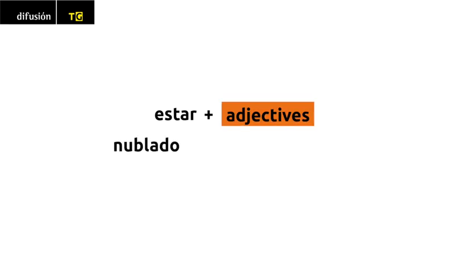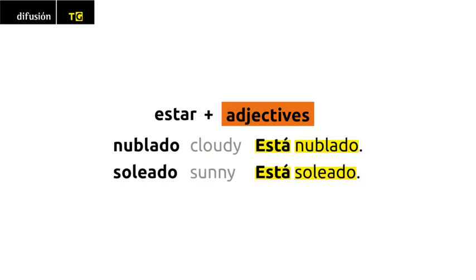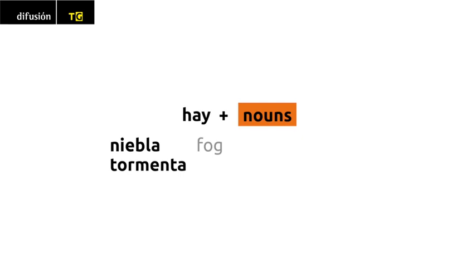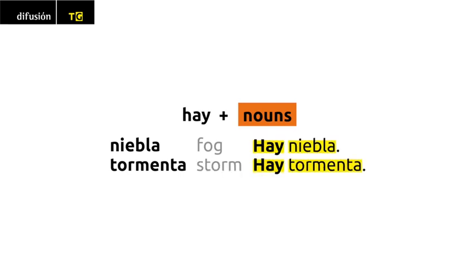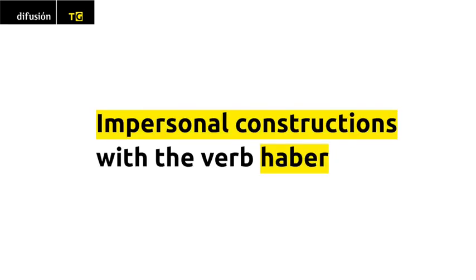The verb estar is used with adjectives such as nublado, cloudy, and soleado, sunny. Está nublado. Está soleado. Finally, hay and other forms of the verb haber are used with nouns such as niebla, fog, or tormenta, storm. Hay niebla. Hay tormenta.